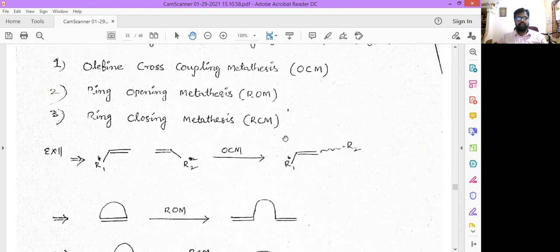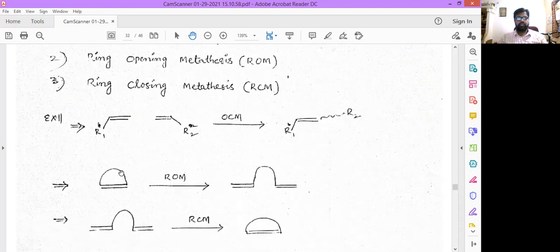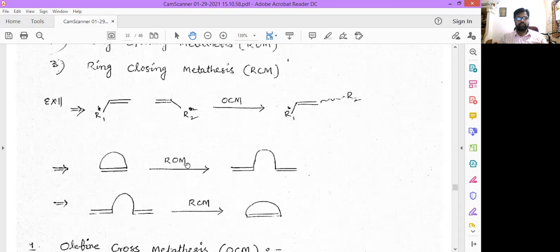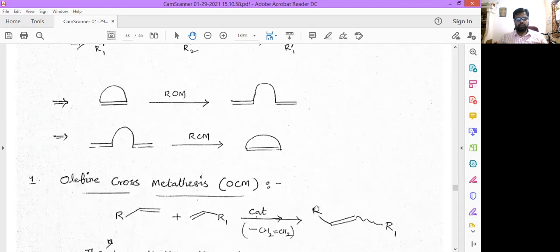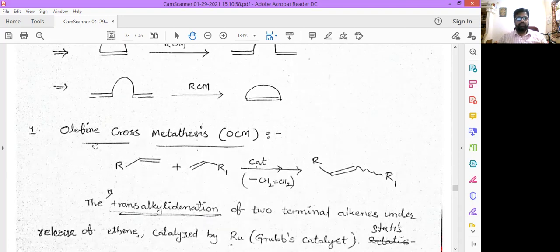And another one is ring opening metathesis. Already here you have the double bonded ring, and this ring is opening. So this is called ring opening metathesis. Another one is ring closing, right? In ROM you have seen the ring opening, and here you can see ring closing, right?